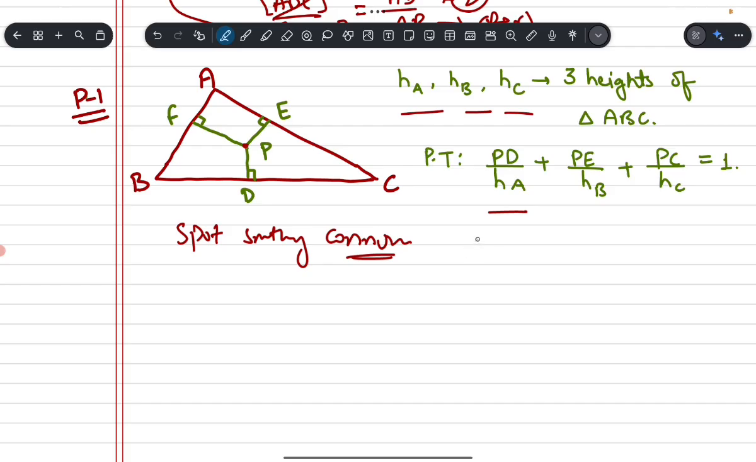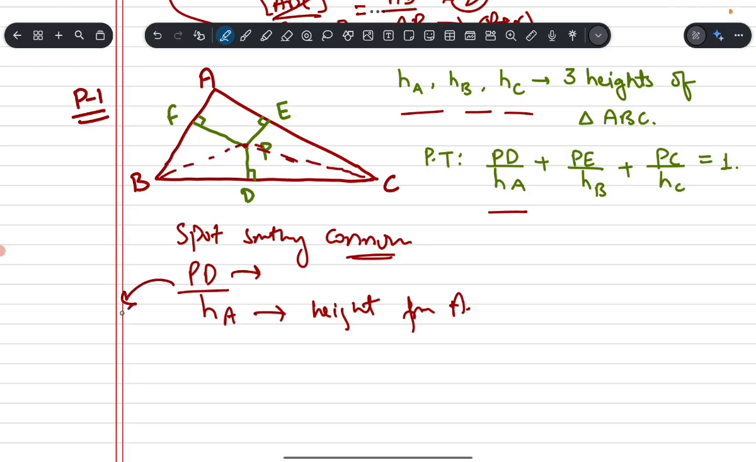How do you do that? First, look at what we are supposed to find. PD by HA. What is PD? This thing. HA is the height from vertex A, right? PD is this. So can we say that PD is the height of this triangle? PD is the height of triangle PBC, and HA of course is the height of the triangle ABC, right?